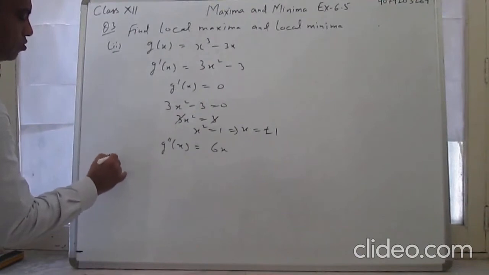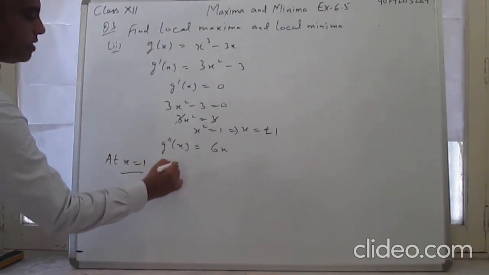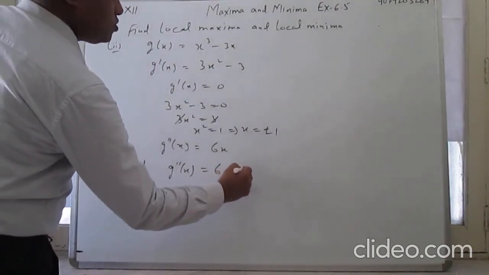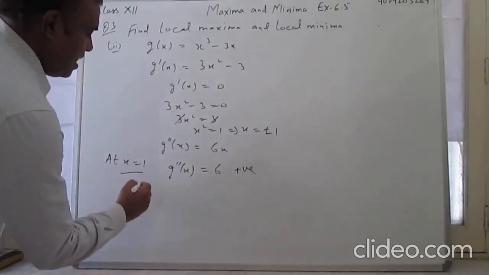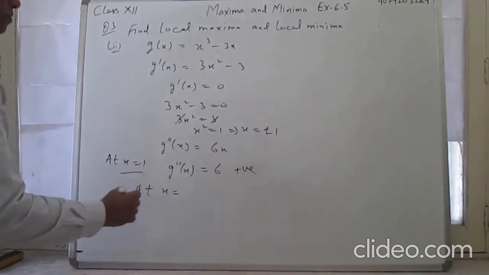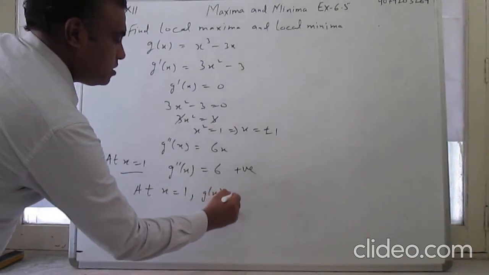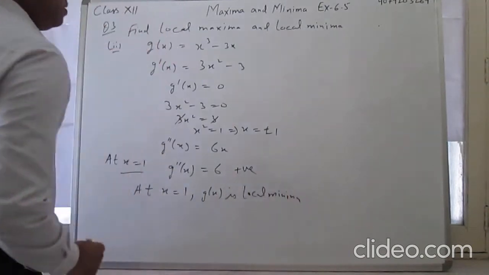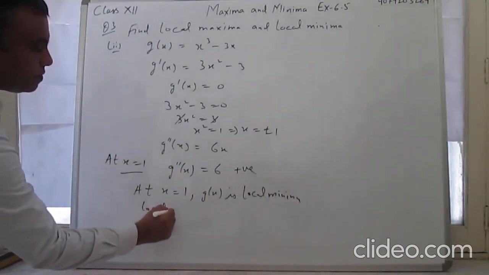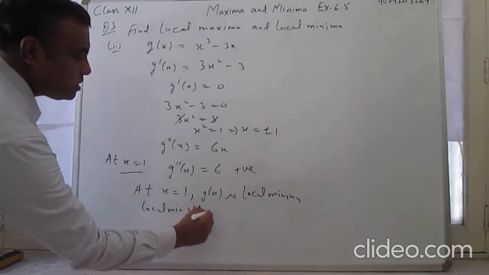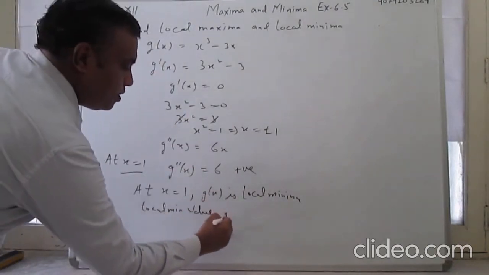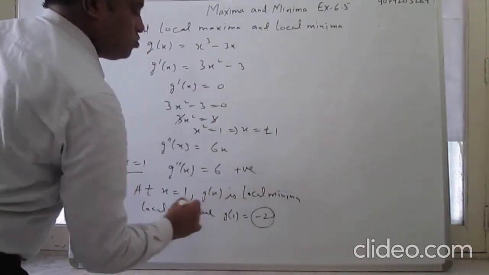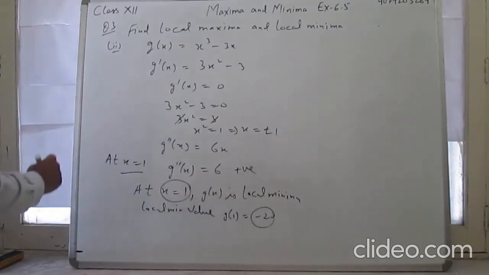So at x is equal to 1, g double dash x at x is equal to 1 is 6. That is positive. It means at x is equal to 1, g(x) is local minima. So what will the local minima value be? g(1) is 1 minus 3, which is minus 2. So minus 2 is the value at x is equal to 1.